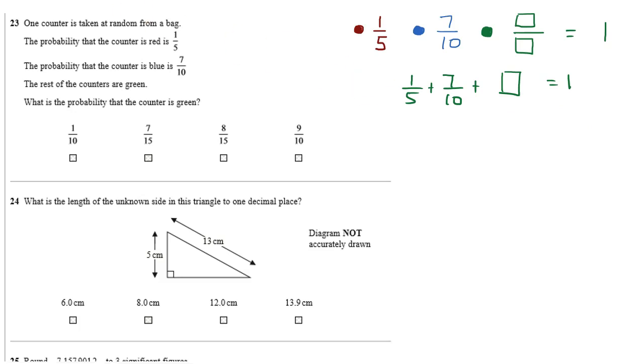So we add this, and the easiest way to add is to make the denominator the same. This is 5. How will we make it the same? Multiply by 2 and multiply by 2. So this will be 2 over 10 plus 7 over 10. 7 and 2 is 9, and 1 is 10. So this is 10 over 10, so the remaining is 1 over 10. So this is the answer.